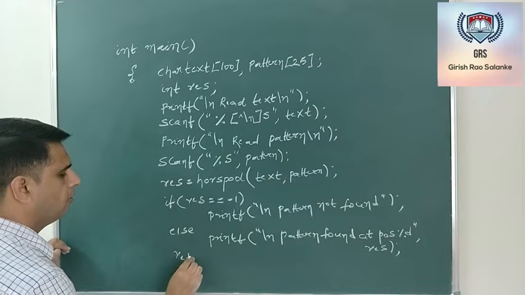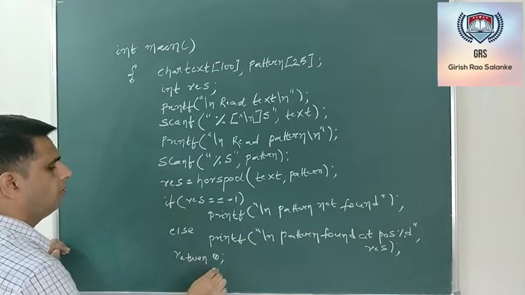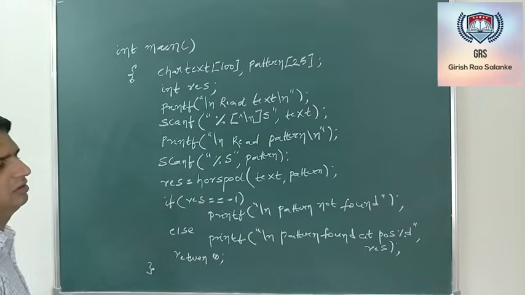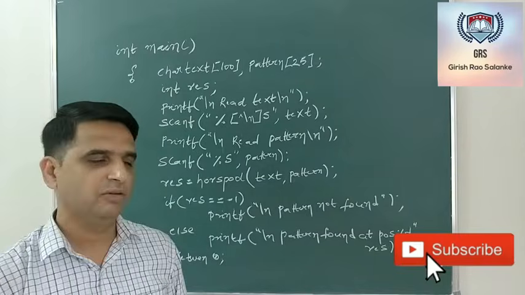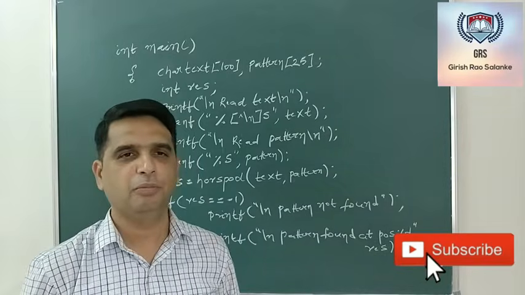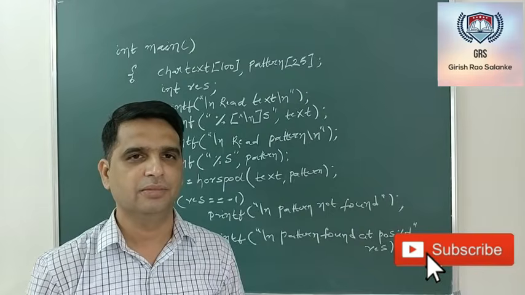Return 0. Close this. So this should be fine. This was about the implementation of the Horspool string matching algorithm.